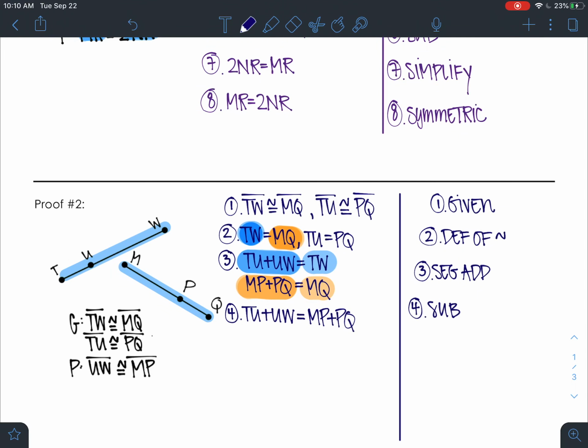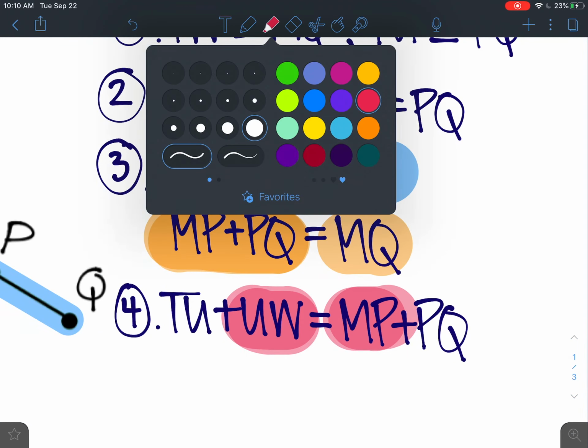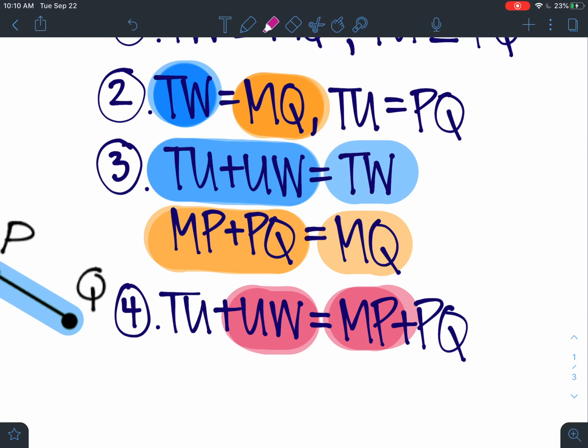All right, so once again, why does that help us? Let's just take a look at what we're trying to prove. What we're trying to prove is that UW is congruent to MP, which means that we have to somehow get rid of TU and PQ. But take a look up here. We haven't used everything yet, because I have TU is equal to PQ, right?